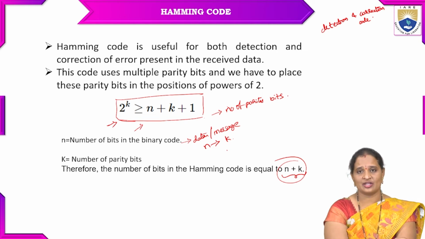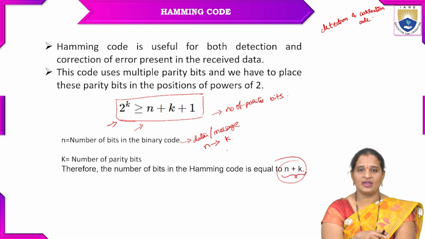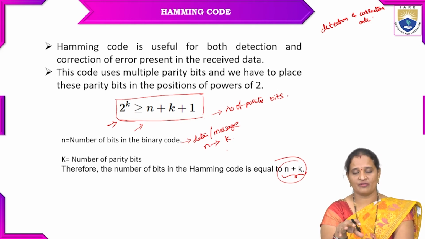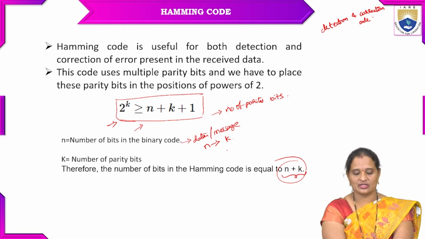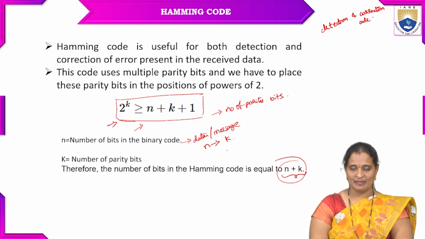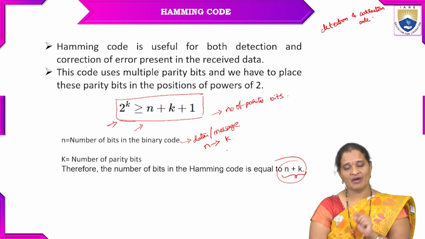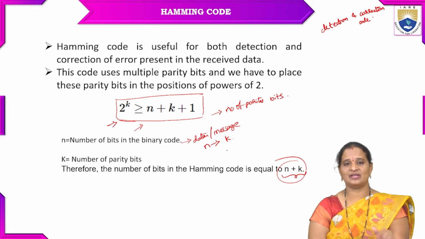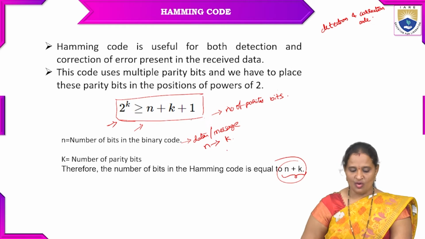And where to add these parity bits? The parity bits are to be added in the positions of powers of 2. We'll have a position for each and every bit, right? So every position which can be represented as a power of 2, there we can place a parity bit. So this code uses multiple parity bits, added in the positions of powers of 2, and the number of parity bits is decided by the principle 2 power k greater than or equal to n plus k plus 1.